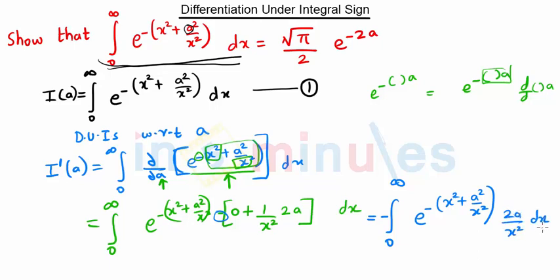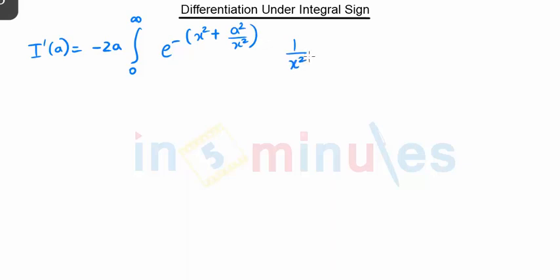Now we have to integrate with respect to x. So 2a is constant now, so we can take 2a outside the integration. You will get I dash of a equals minus 2a integration 0 to infinity e raised to minus x square plus a square upon x square into 1 upon x square dx. So now we have to perform this integration.